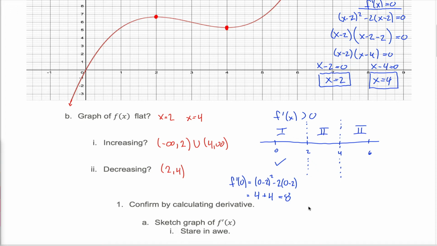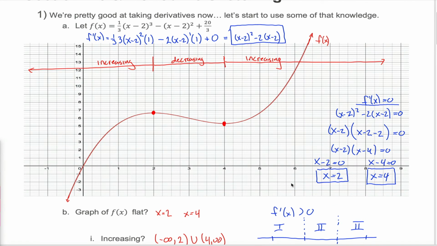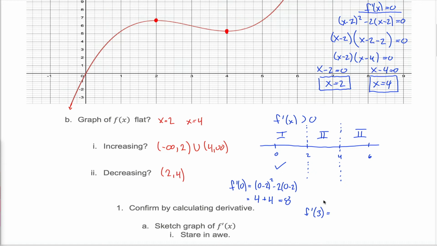What about region 2? Well, I can do the same argument. I can figure out f prime of any number that I want that's in between 2 and 4. 2.1, 3, pi, whatever you want. I'm going to pick 3 just to make the calculations a little bit easier. And what I got to do is put 3 into this machine and see if a positive number comes out or a negative number comes out.